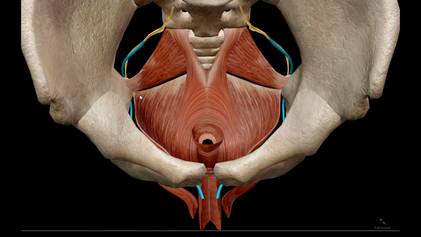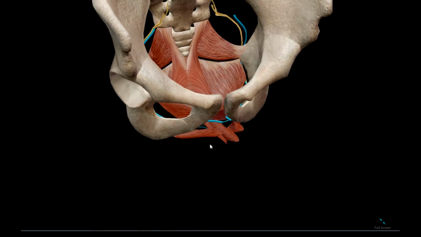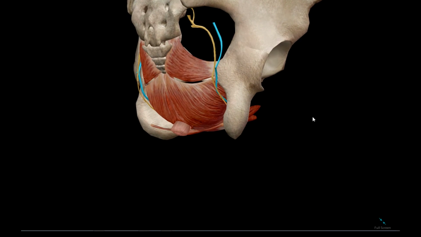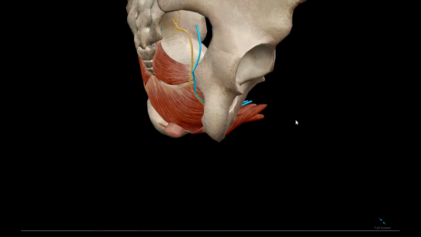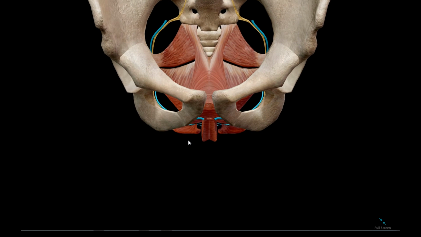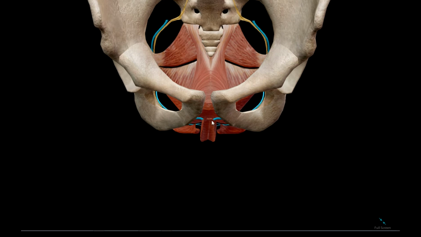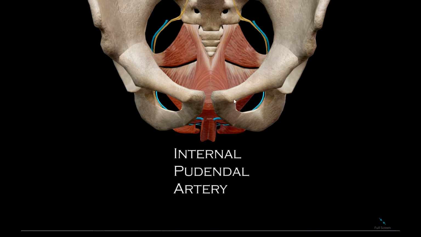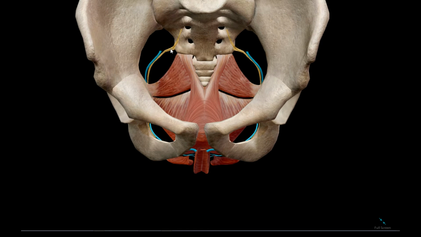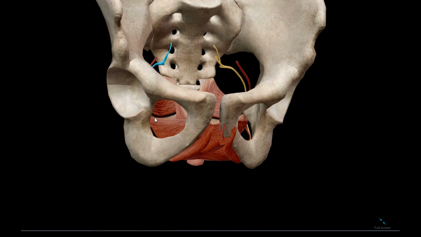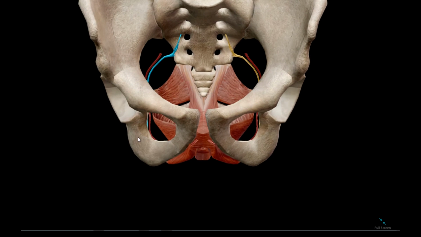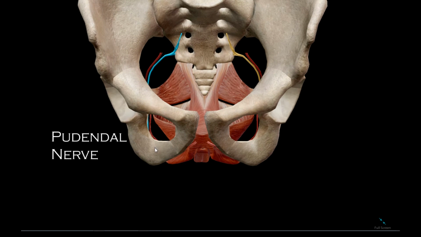This artery, which exits the pelvis and enters again, branches go into the perineal space, is called the internal pudendal artery. Similarly, the nerve that accompanies it is the pudendal nerve.